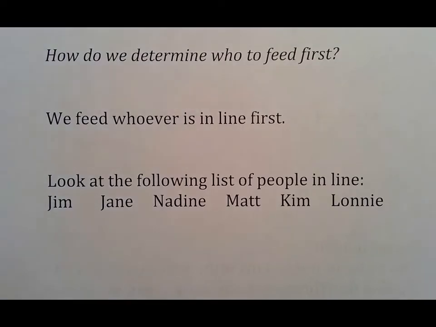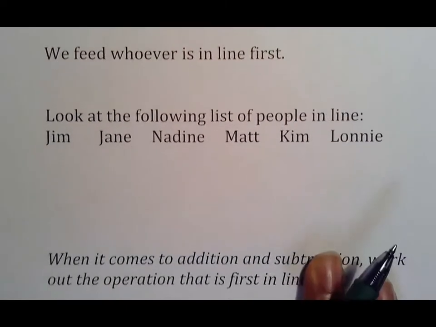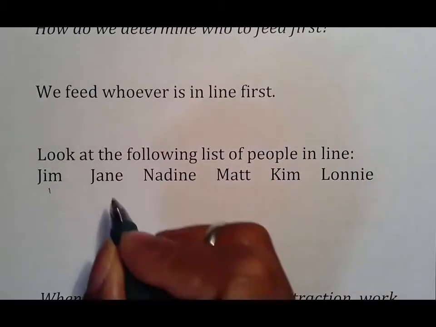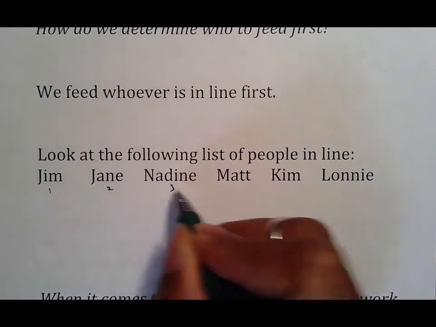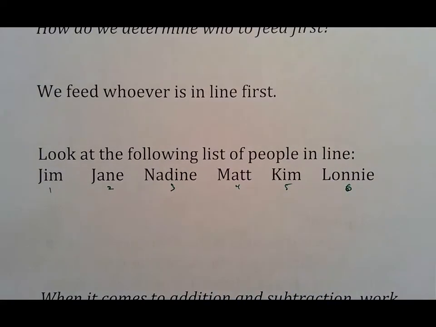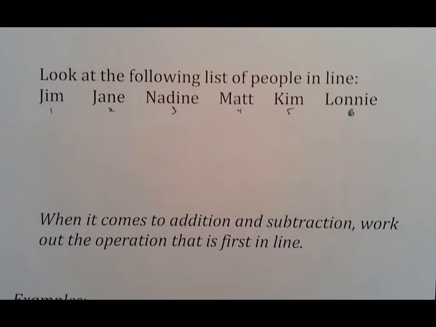So if these people are in a lunch line, Jim, Jane, Nadine, Matt, Kim, and Lonnie, I think it's pretty easy to know that Jim gets fed first, Jane gets fed second, Nadine gets fed third, Matt gets fed fourth, Kim gets fed fifth, Lonnie gets fed sixth. That's common sense. It's not hard to know. Math works the same way. The order of operations is just as much common sense as that, which is why from here on out you will know how to do your order of operations.